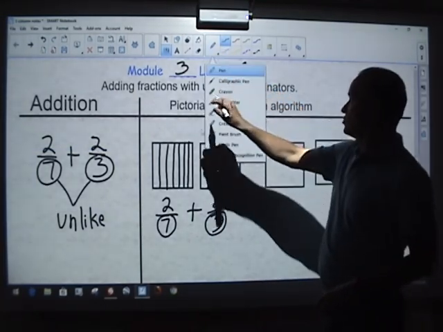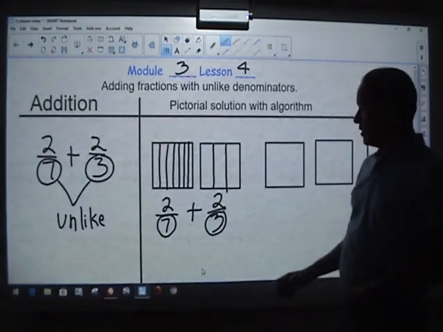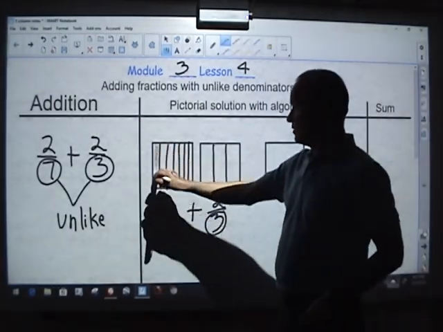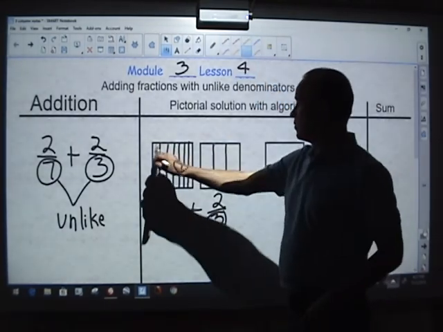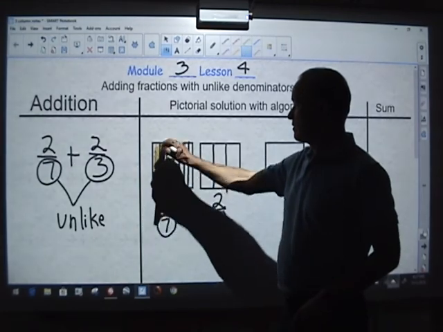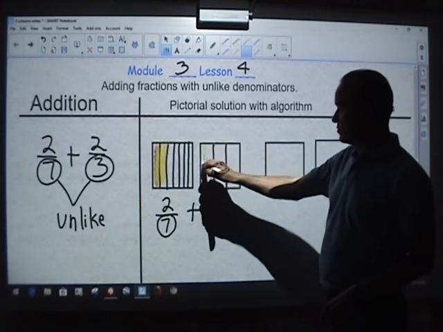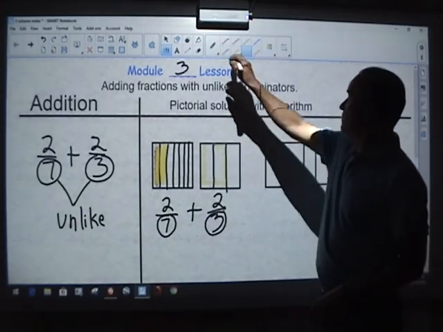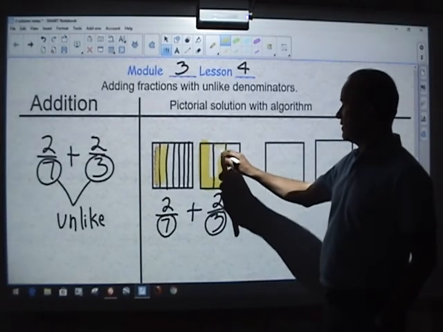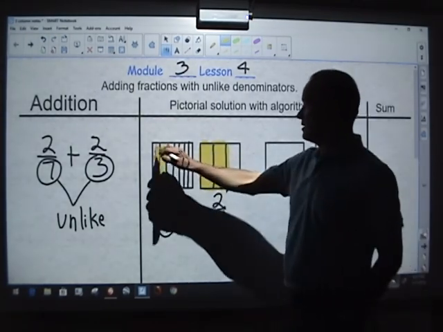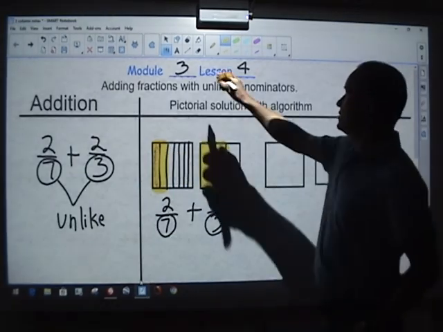Now we are going to shade them so it represents 2 sevenths. This is going to be 1 seventh, 2 sevenths, and this is going to be 2/3. So I'm going to do 2/3 right here. You know what? Let me use a highlighter. I think that it's more powerful. Look at that color. It's so vibrant. So now we have represented these two shapes.